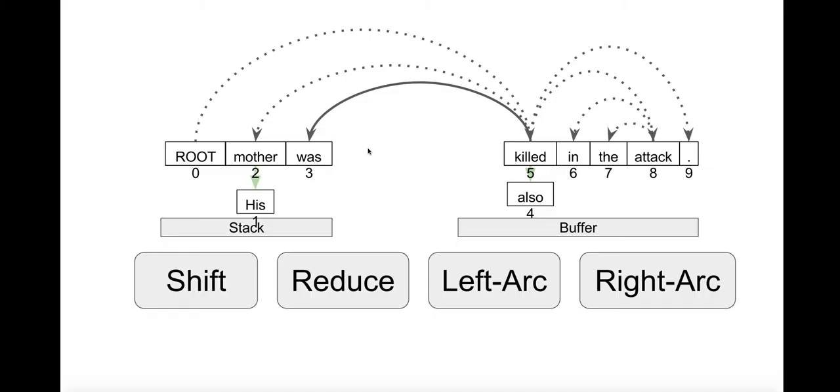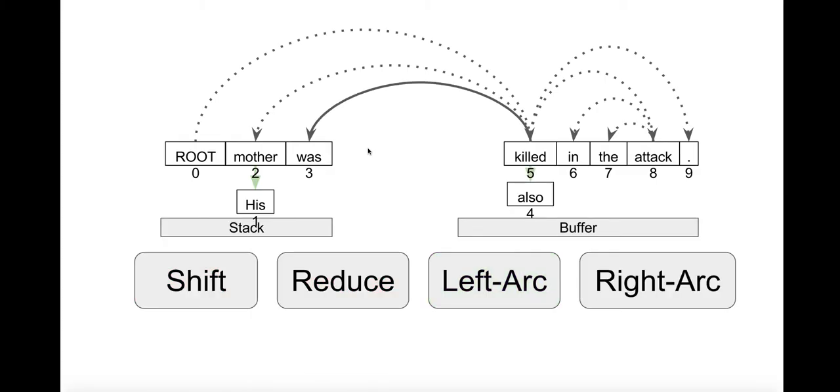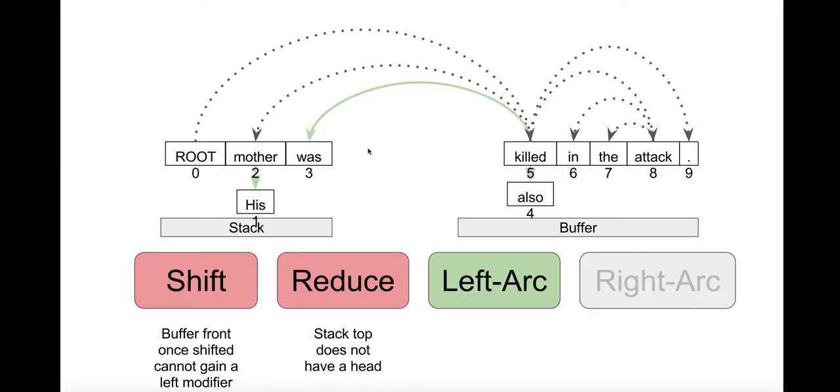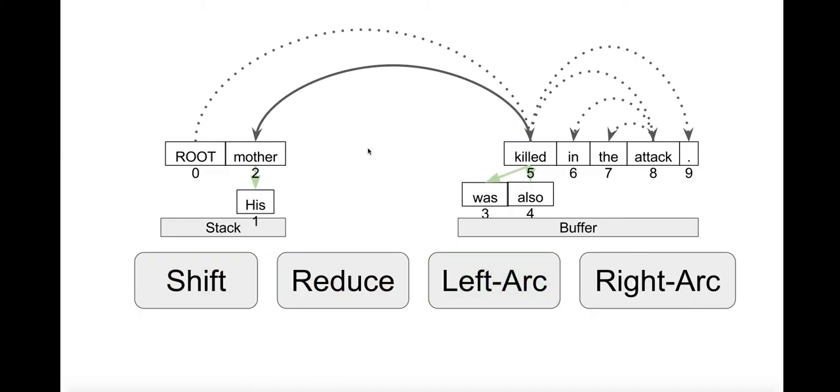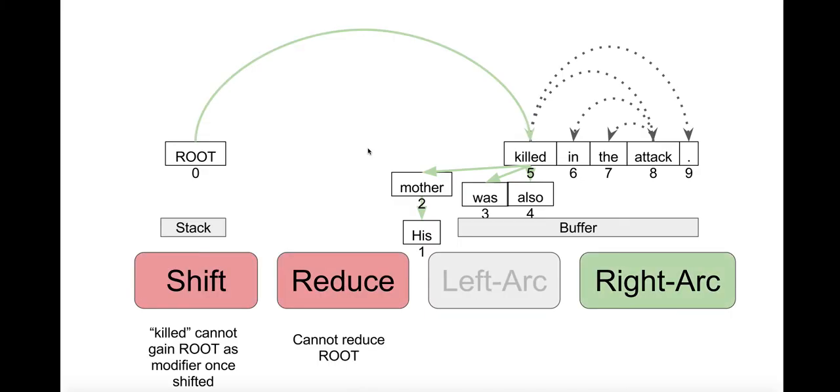Once we take a left arc, we have to pop it off the stack, and now the token was gets exposed. We see that it has an impending left arc to it from the token killed, and that is what we have to take yet again. Similarly for the token mother, that is what we do. And now we have a dependency between root and the token killed. Note that this is a right arc and left arc is not possible.